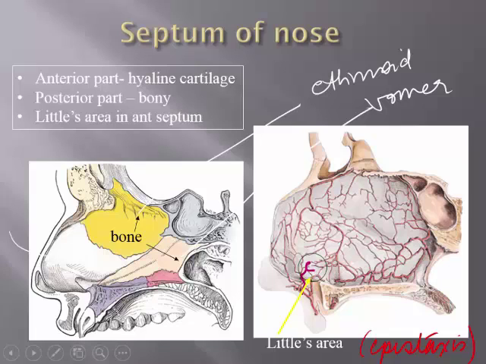You might ask, what happens to the blood supply in that area? Because of the anastomosis, the blood supply doesn't suffer.